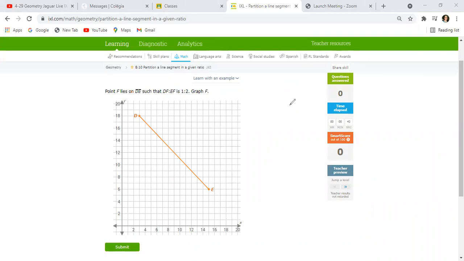So when I'm looking at this first question here, they give me a graph. Some of the questions will give you graphs. Some of the questions will just give you points. But we're going to do this exactly the same way that we were doing this in class.